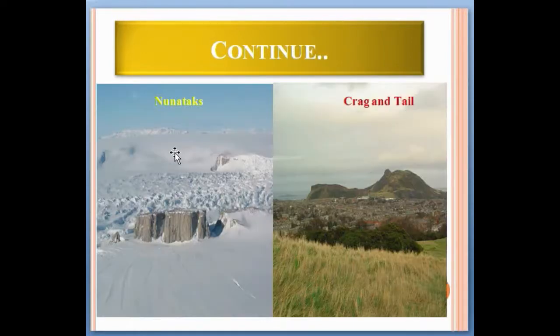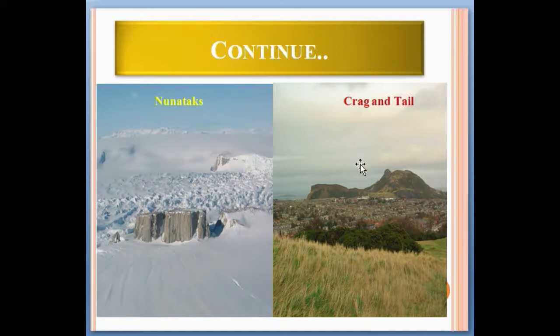Nunataks. So Nunataks are very high peaks projecting above the ice field. So as you can see, these are the Nunataks and these are the ice-covered fields. So they are projecting above the ice.